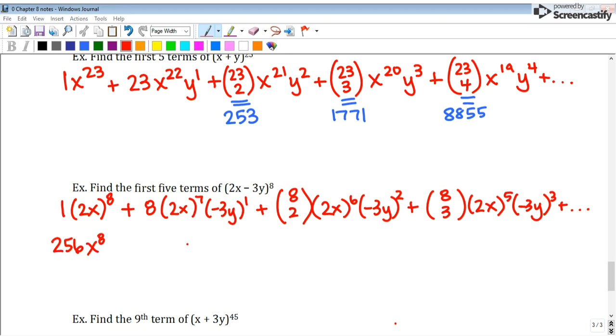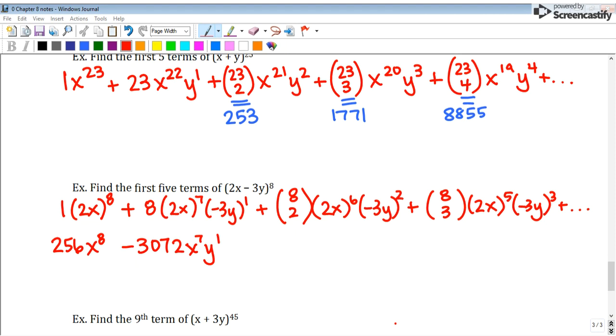Next term. I'm going to go ahead and do this all in one step. So I have 8 out front, multiplying that with 2 to the 7th, and then again with negative 3 to the first. That's telling me negative 3,072 is my second coefficient, and that is x to the 7th, y to the first. Next one, I have my 8C2, so math, PRB, nCr, so 8C2, and I can continue on with my x and y exponents.